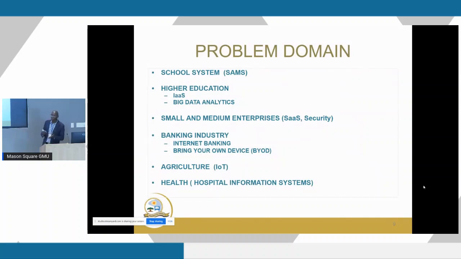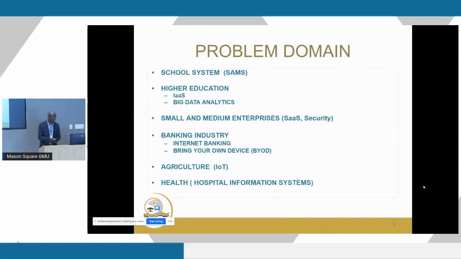The kind of problem domains that I've looked at over the years include, for example, the school system. Our schools have a public system that is used, called the South African School Administration and Management System. We have done research on that, to understand why, if this particular system is available, schools are not using it. You find that the technology is there, but it's not being used. That's why we're doing the research.